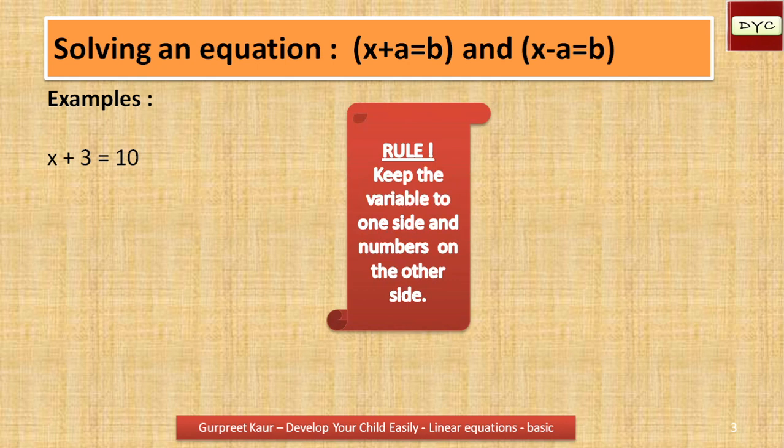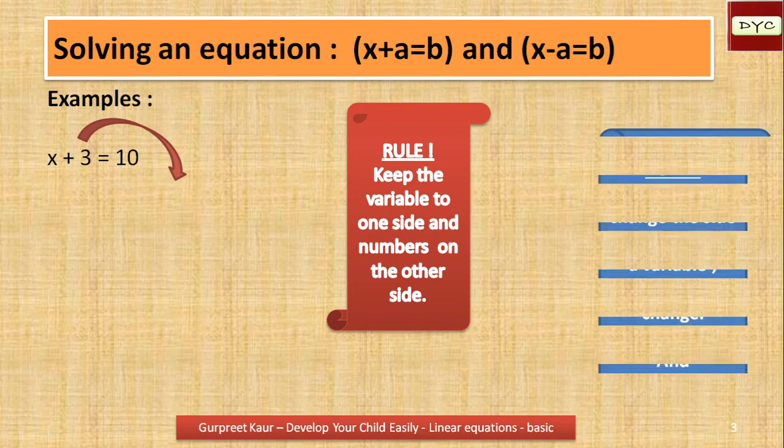Rule number 1: keep the variable on one side and numbers on the other side. Now here if you see, we have two things together, variable also, number also, that is x plus 3 is equal to 10. So what I will do is, I will take 3 to the other side because I need to find out the value of x. So I will take the number to the other side.